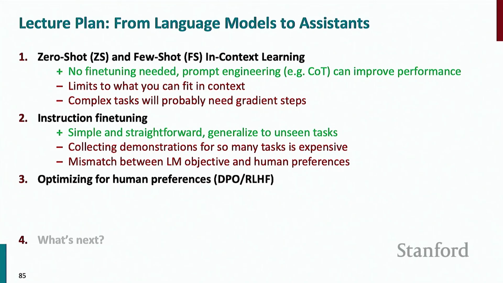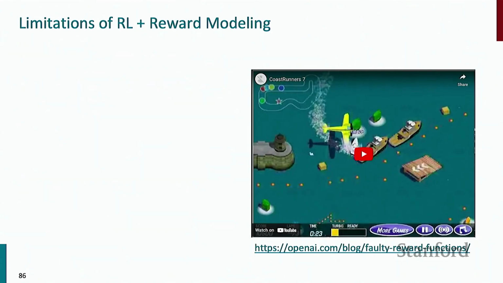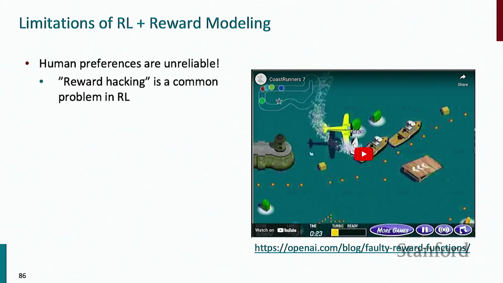So yeah, we discussed this whole RLHF routine where we are directly modeling the preferences and generalizing beyond labeled data. We also discussed that RL can be very tricky to implement correctly, though DPO sort of implements this or avoids some of these issues. And we briefly touched upon the idea of reward models and reward hacking.